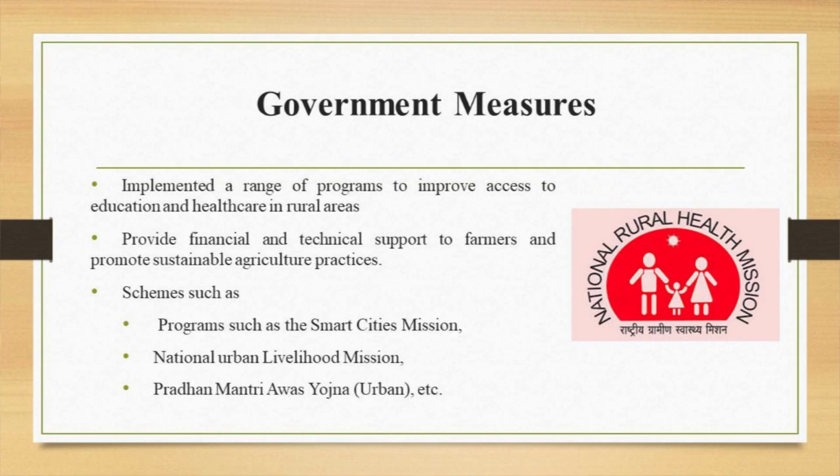And lastly, government measures. The Indian government has implemented a range of measures over the years to address the rural and urban divide in the country. Even the 73rd and 74th Amendment Acts of the Indian Constitution, which established the Panchayats and municipalities respectively, were significant steps towards decentralizing power and resources and promoting local governance. The government has also launched various schemes to support agriculture and rural development, such as the National Rural Livelihood Mission and Pradhan Mantri Fasal Bima Yojana. These schemes aim to provide financial and technical support to farmers and promote sustainable agriculture practices.